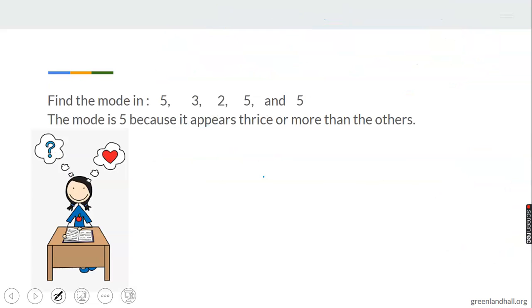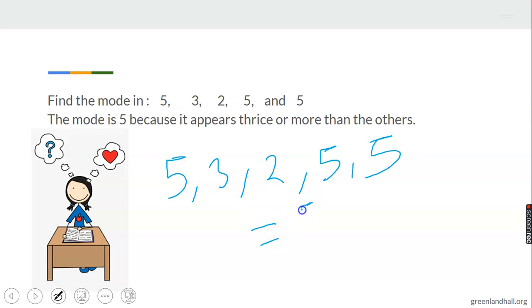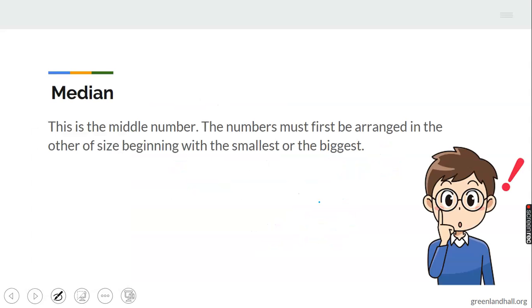Find the mode in this. We have 5, 3, 2, 5, and we have another 5. So how many times can you see 5? 5 appears more than every other number here. It appears 3 times. So that makes 5 the mode because it occurs more than other numbers. Someone is already saying, oh, come on, this is so cheap. Yeah, it is. Median.